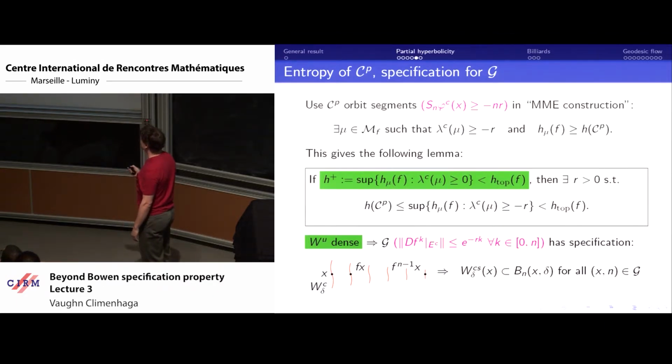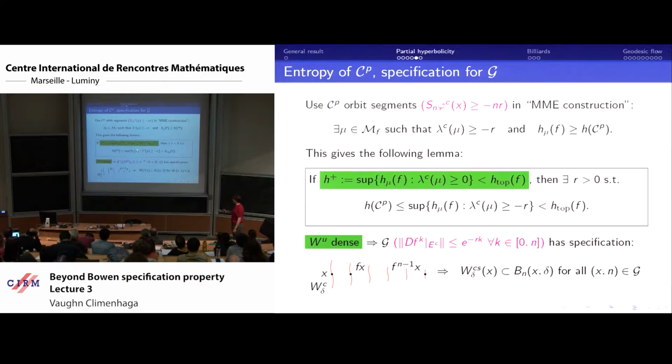So if h plus is strictly less than the topological entropy, then the same kind of limiting argument from the previous slide says that this supremum is also less than the topological entropy for a sufficiently small r. Why is it strictly less? Why is what strictly less? H plus strictly less. This is an assumption. Suppose you know this from wherever. This is what we need to find from somewhere else.